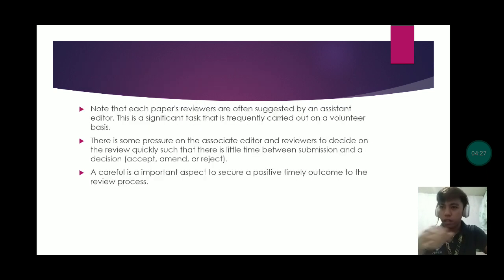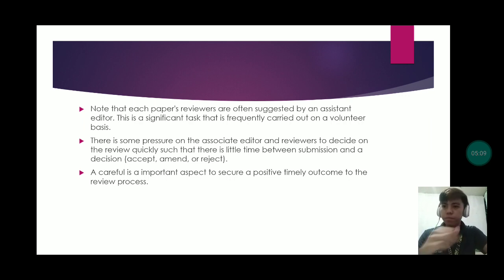Next slide. This is a note, which means that each paper's reviewers are often suggested by an assistant editor. This is a significant task that is frequently carried out on a volunteer basis. There is some pressure on associate editors and reviewers to decide on the review quickly, such that there is little time between submission and decision.